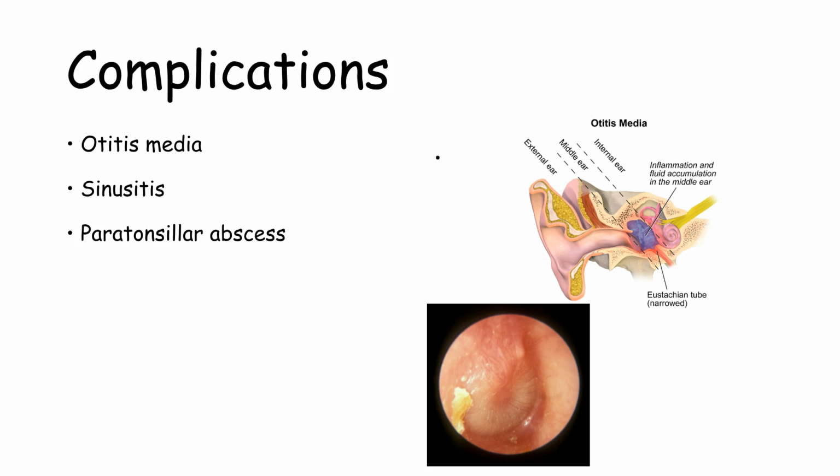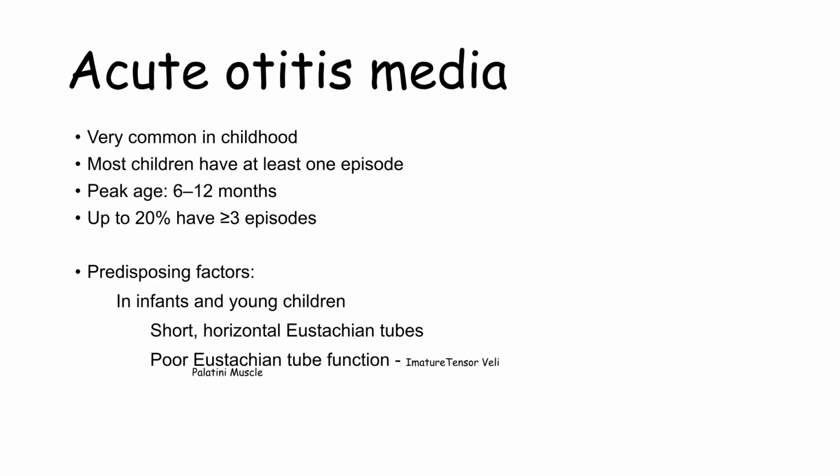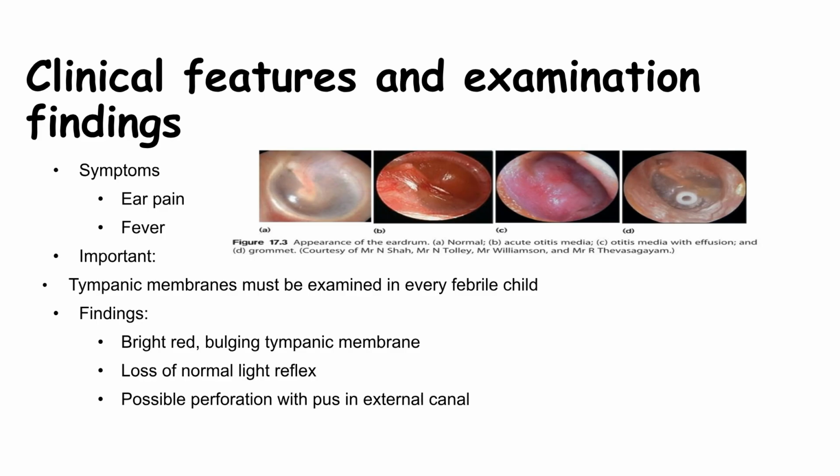Complications of URTIs include otitis media, sinusitis, and paratonsillar abscess. These illustrate the potential spread of infection and the need for ongoing monitoring. We will now focus on acute otitis media. Acute otitis media is very common in childhood, often peaking between 6 and 12 months of age. Predisposing factors in infants include short, horizontal eustachian tubes and poor eustachian tube function. Clinical features include ear pain and fever.